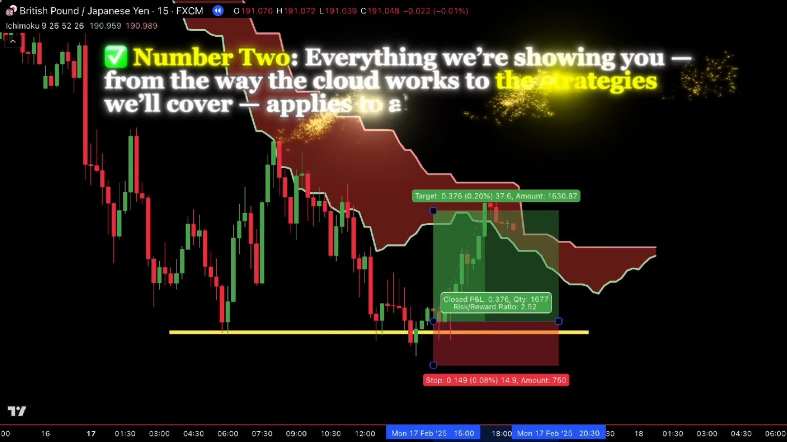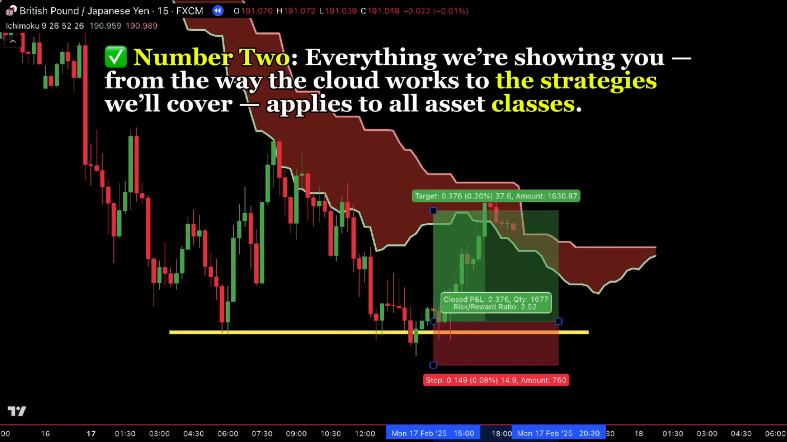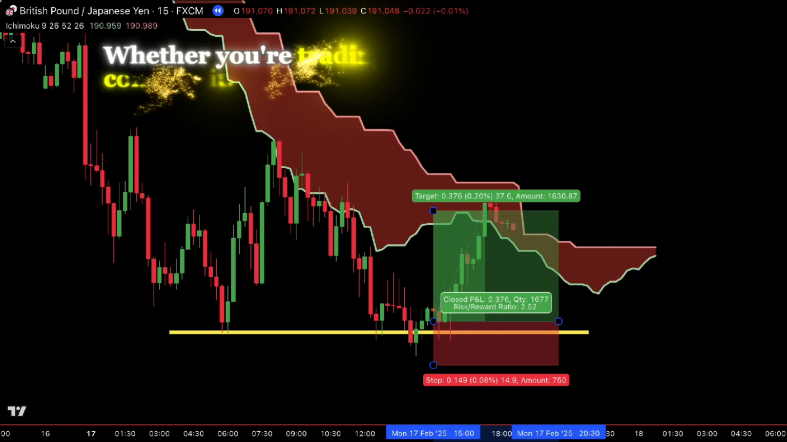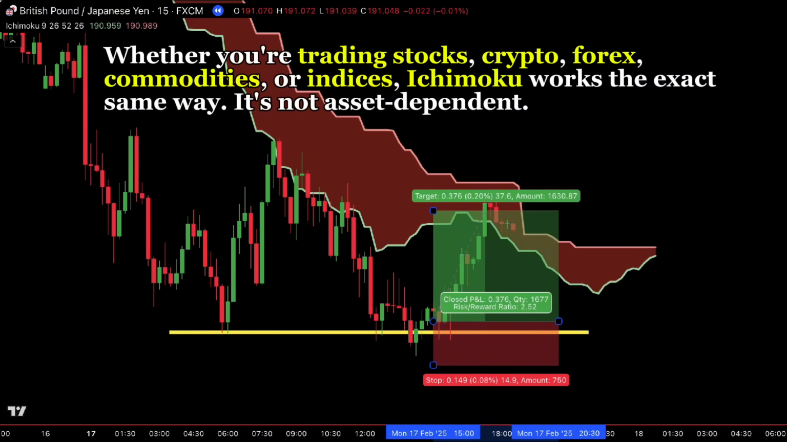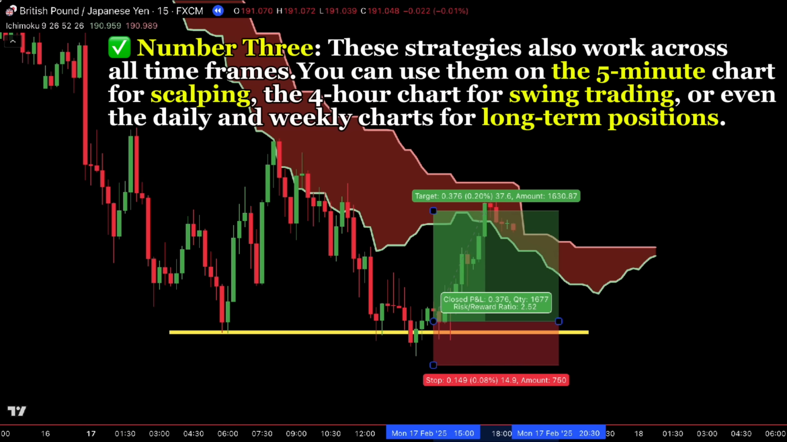Number 2. Everything we're showing you, from the way the cloud works to the strategies we'll cover, applies to all asset classes. Whether you're trading stocks, crypto, forex, commodities, or indices, Ichimoku works the exact same way. It's not asset dependent. Number 3. These strategies also work across all time frames. You can use them on the 5-minute chart for scalping, the 4-hour chart for swing trading, or even the daily and weekly charts for long-term positions.